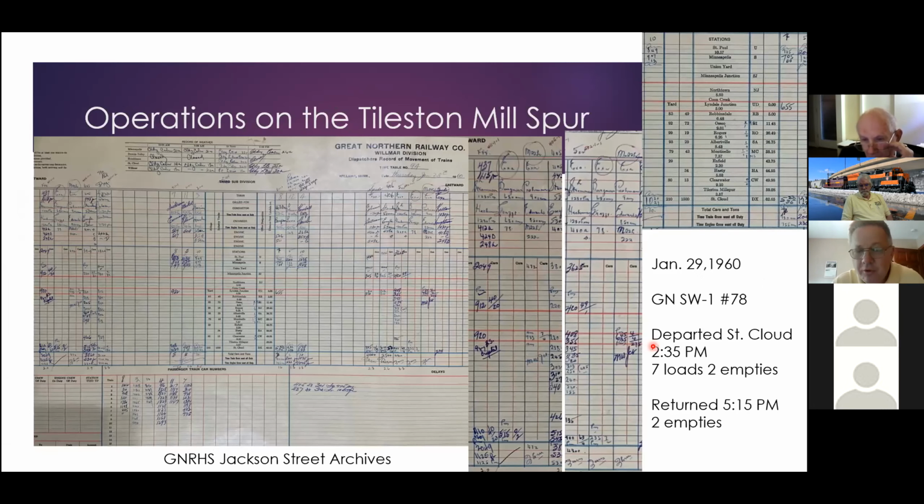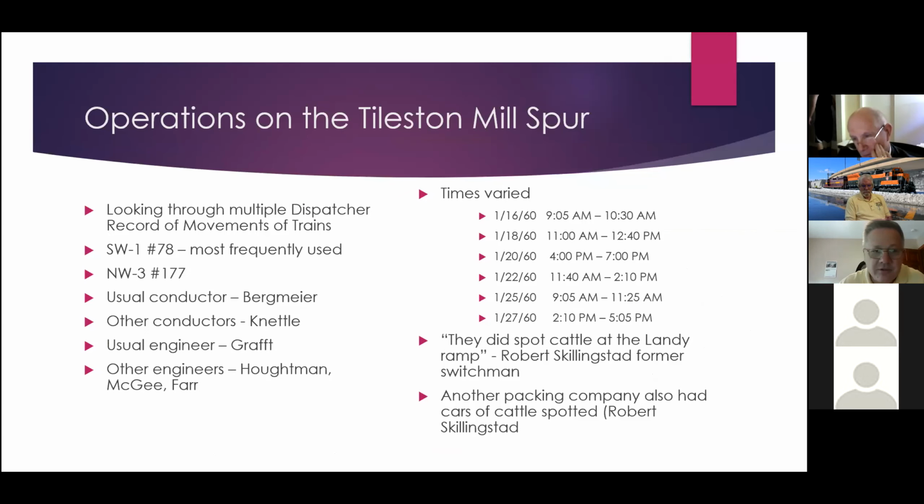So for operations, we're fortunate that we have a series of dispatcher train sheets from the 1960s, and this just gives a sample. And actually, I was able to blow it up, and you can see it. With all of the cities, they actually list the Tileston Mill spur on the sheet, and that's because of the train. So you can see, like, here's an engine 78, and leaving on this side, arriving on this side. So it left at 2:35 with 7 loads and 2 empties, and it returned at 5:15 with 2 empties.